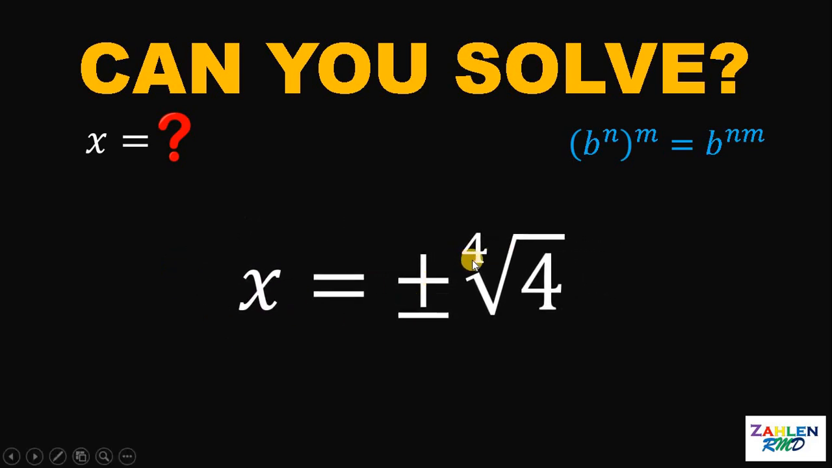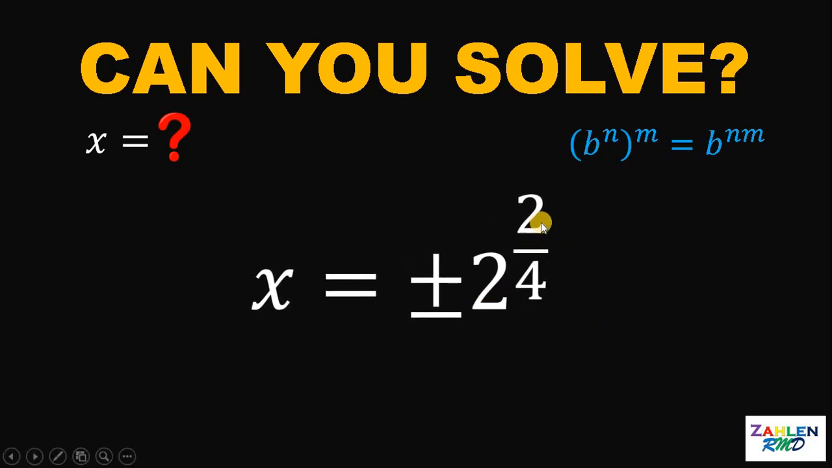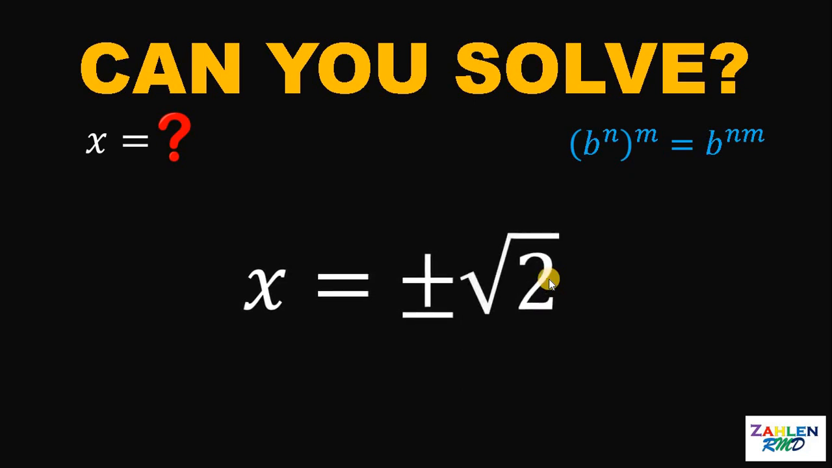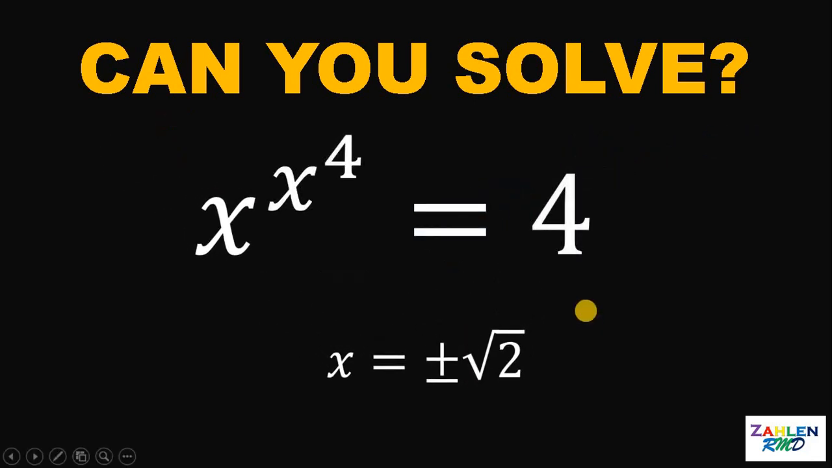Now, what is fourth root of 4? Take note that 4 is just 2 squared. And then, fourth root of 2 squared can be written as 2 raised to 2 over 4. Now, 2 over 4 is just 1/2. And 2 raised to 1/2 can be written as square root of 2. Therefore, the value of x must be positive or negative square root of 2.